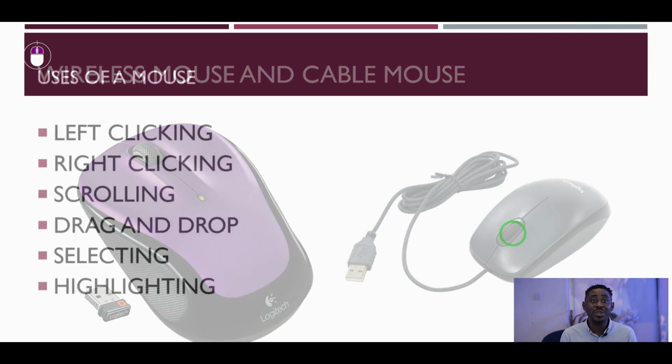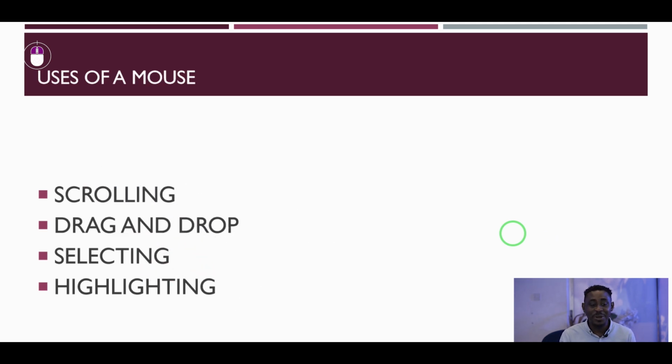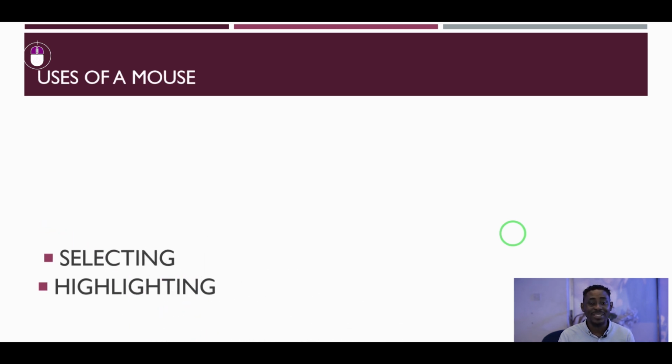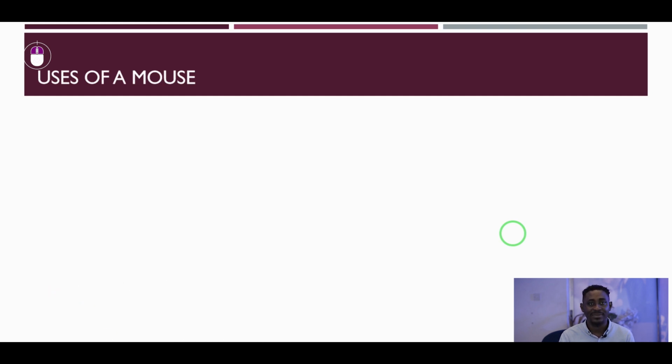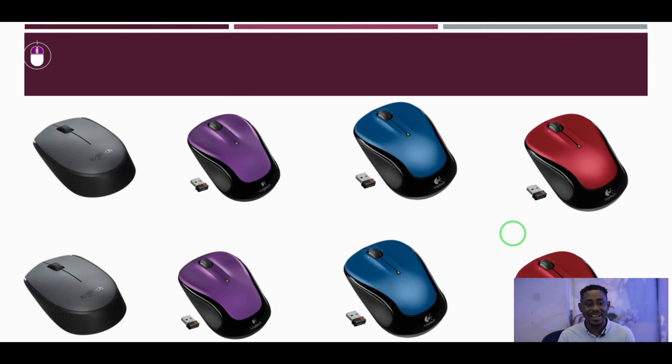Now, what do we use the mouse for? We use the mouse for left clicking. We use the mouse for right clicking. We use the mouse for scrolling. We use the mouse for dragging and dropping. We use the mouse for selecting. We use the mouse for highlighting. Those are the things we use the mouse for. Now we are going to practice those things right now.